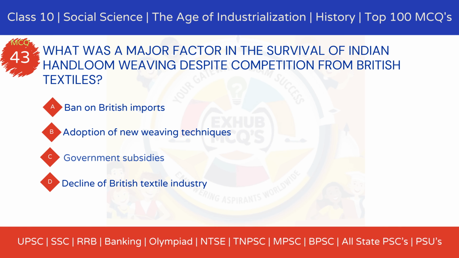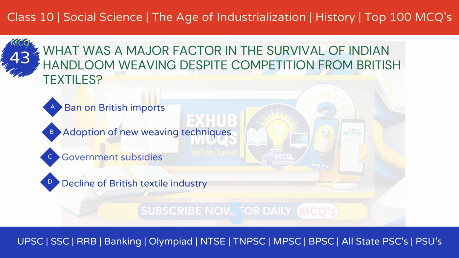MCQ 43. What was a major factor in the survival of Indian handloom weaving despite competition from British textiles? Option A, ban on British imports. Option B, adoption of new weaving techniques. Option C, government subsidies. Option D, decline of British textile industry.